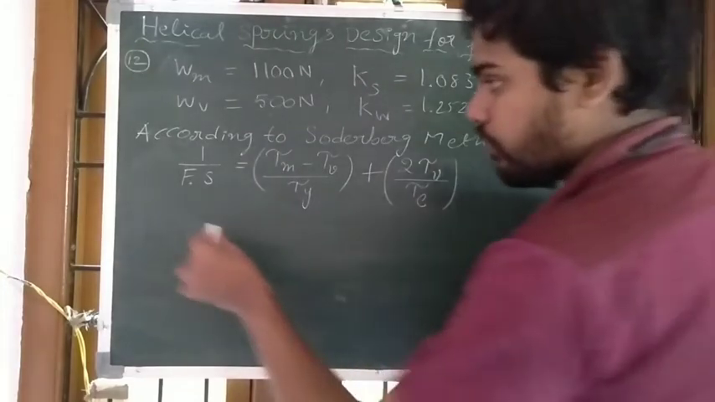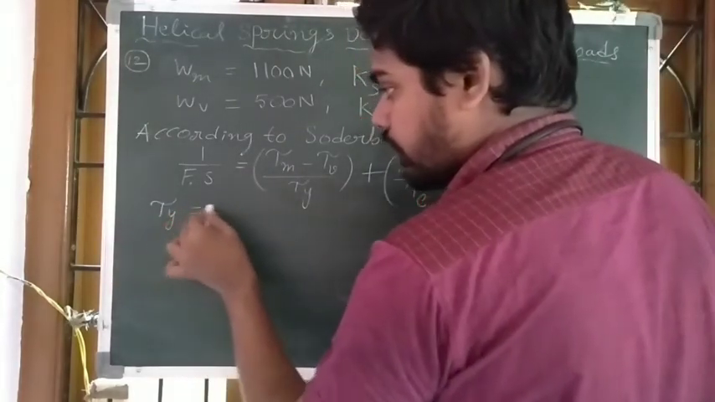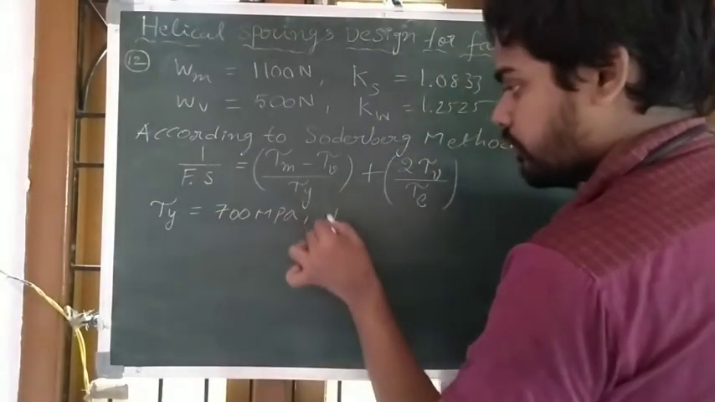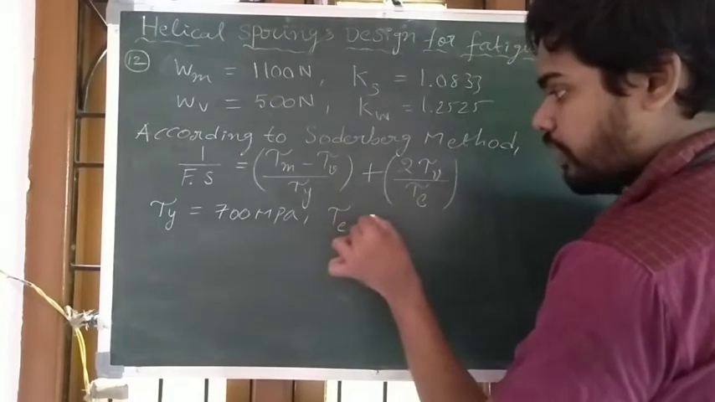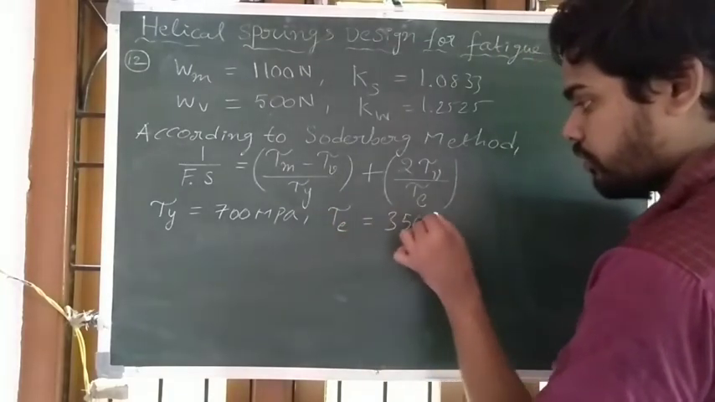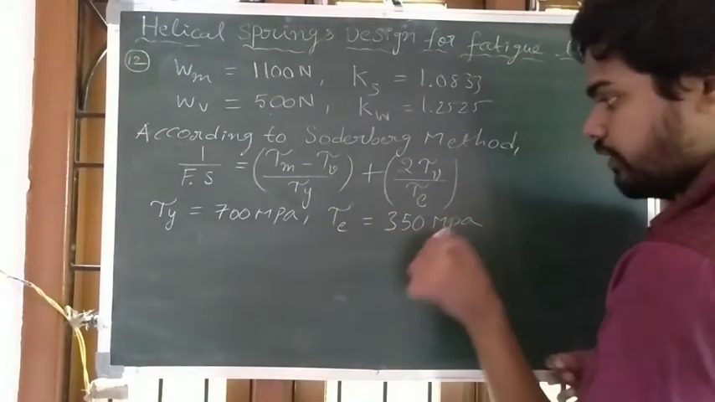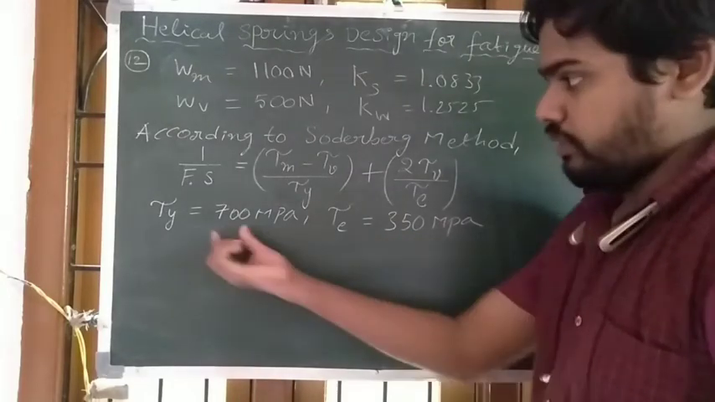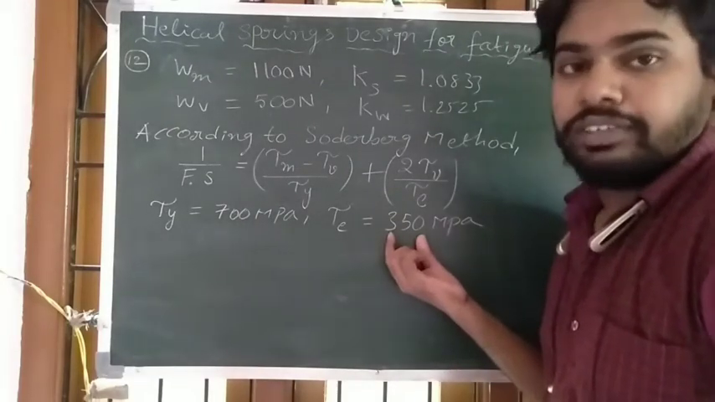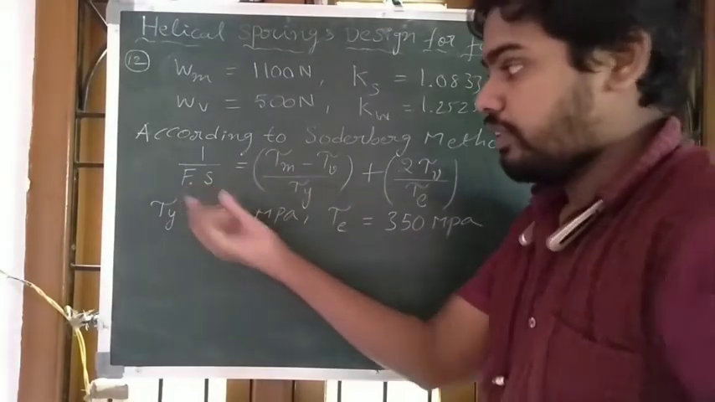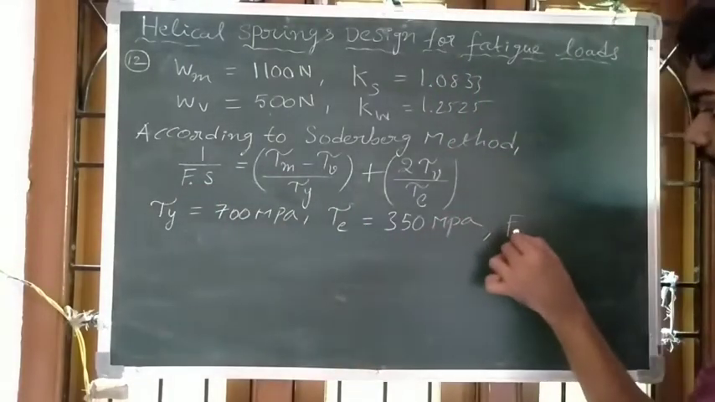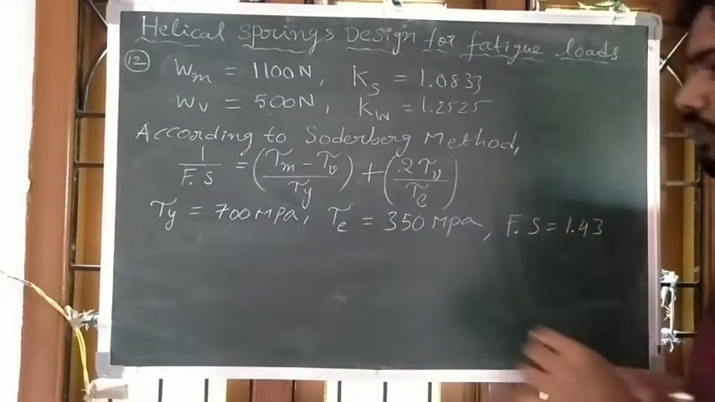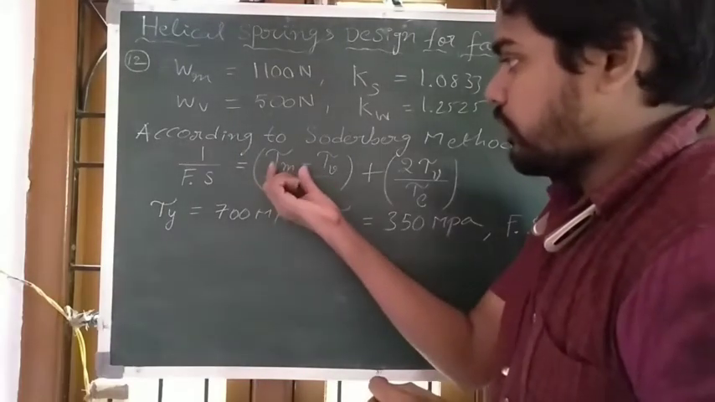So what is the value of tau y? You can see from the question itself, tau y is equal to 700 MPa. These values are available in our question, already given. Here the factor of safety is also given. So just write what is given: the factor of safety is equal to 1.43. So here the unknowns are tau m and tau v.